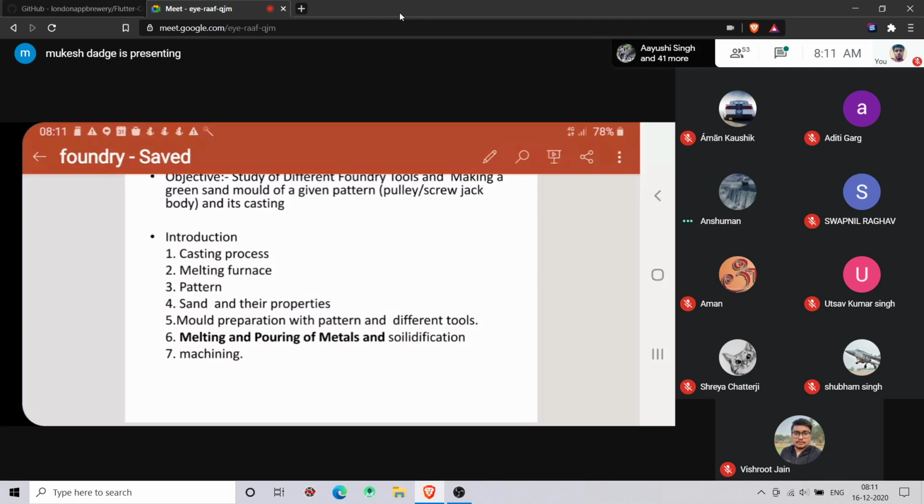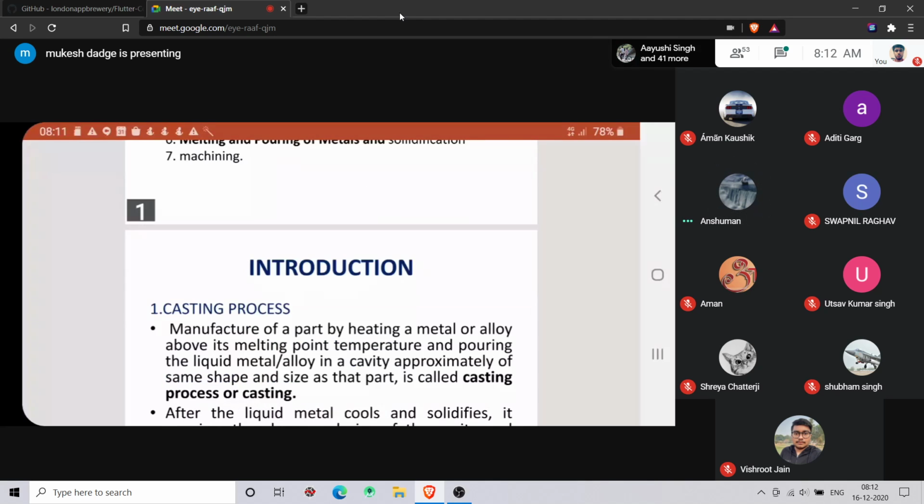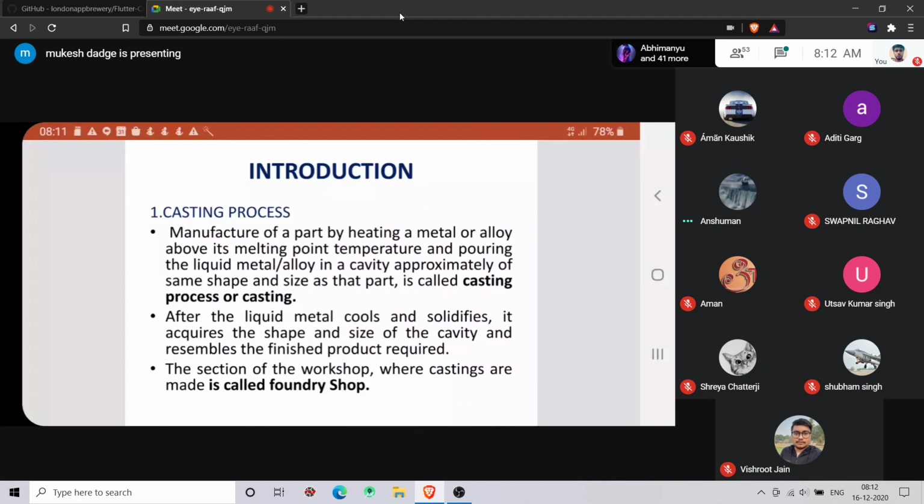So first we'll see the introduction part. What is a casting process?